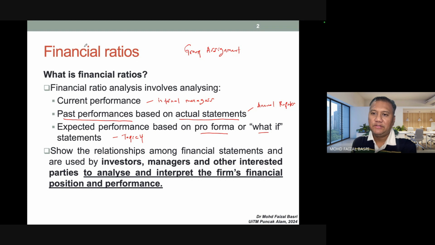So it shows the relationship among the financial statements. Okay, so again, the financial statements, both the balance sheet and also the income statement, are used by the investors. So investors are usually those from external parties who want to pay extra attention to the company because they want to invest in the company.